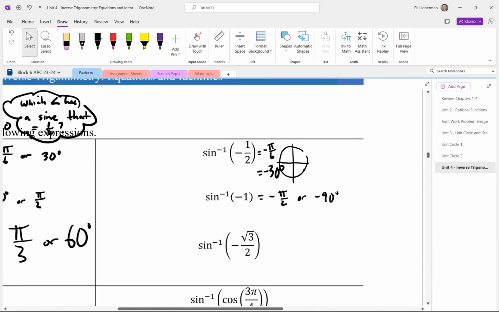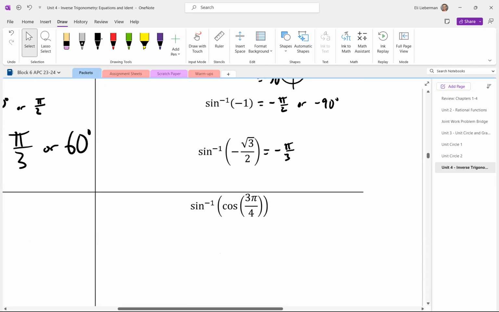Sine inverse of -√3/2. Elika, -π/3? Do we agree? Yes? Okay. Thank you. Very nicely done. Of course, degrees would be appropriate too, so -60 degrees would be fine as well.